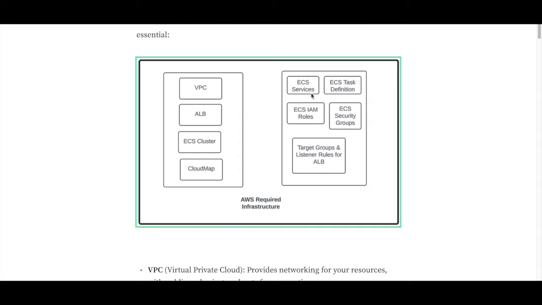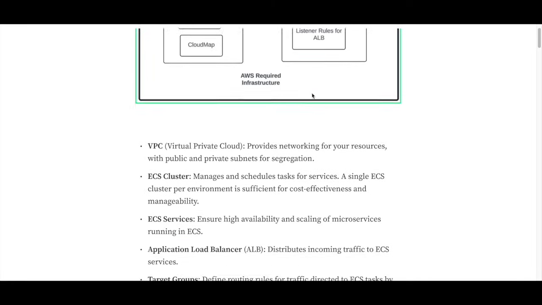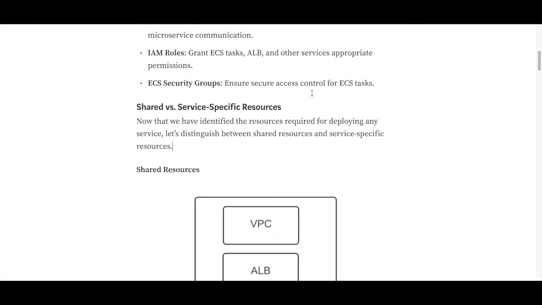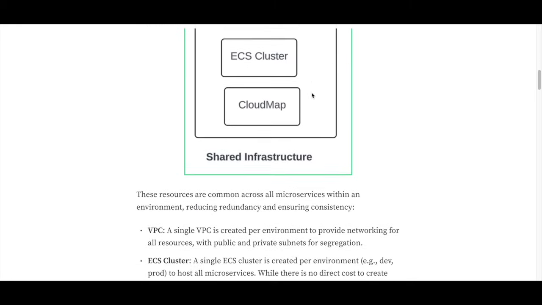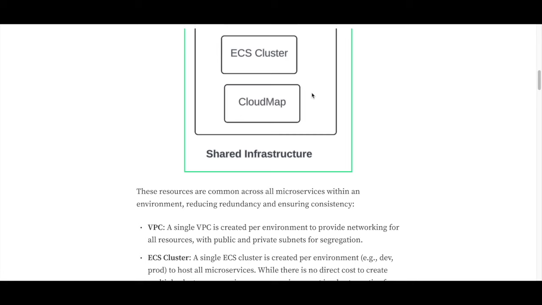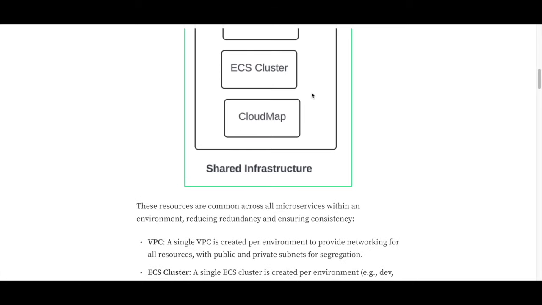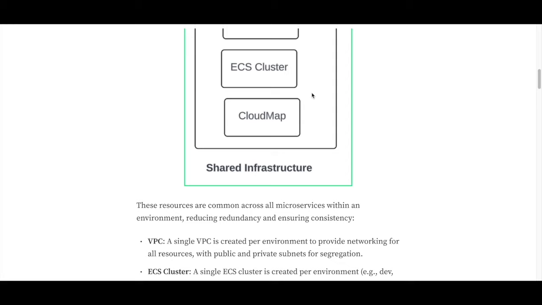Now the next part, we need to identify which resources can be shared and which need to be service specific. Let's get started with the VPC. If we talk about the VPC, we can just go with a single VPC, right? A single VPC is created per environment. We really don't need to create different VPCs for each of the microservices. We'll just go with a single VPC.